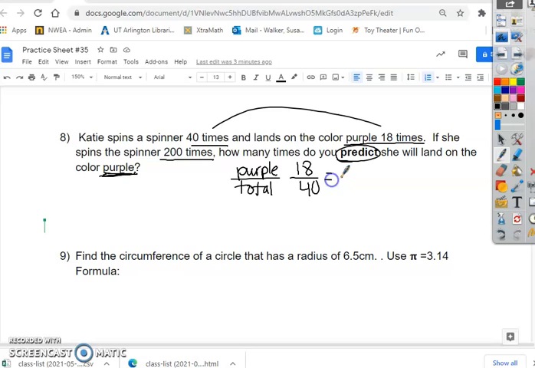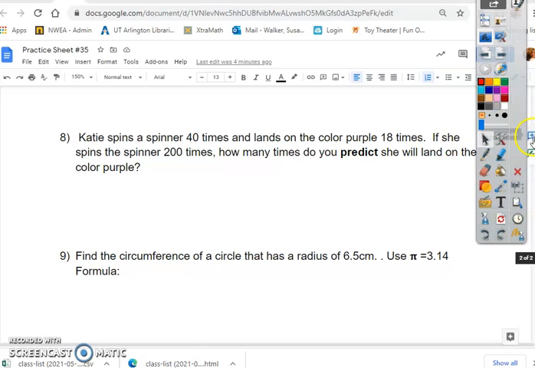Most of you, once you get this, you know the next number, which is 200. 200, do you think that goes on top or bottom? And hopefully you know it goes on bottom because it says how many times do you predict she will land on the color purple? So I don't know purple. I know the total. Okay? So your job is to solve this. There's definitely several ways you can solve it.